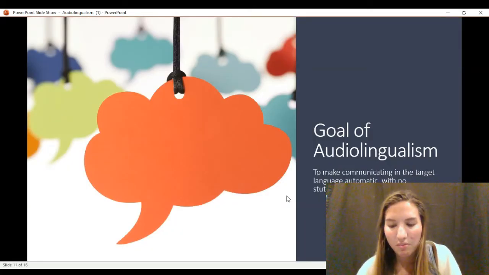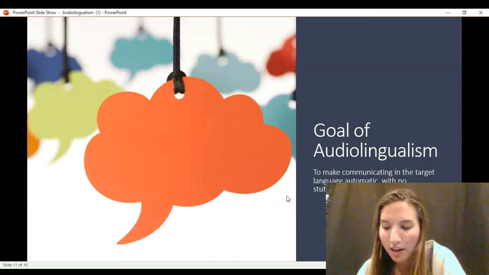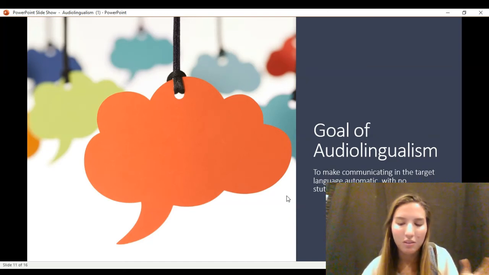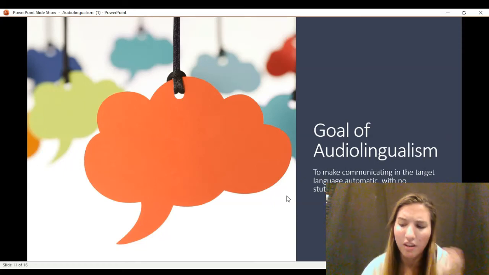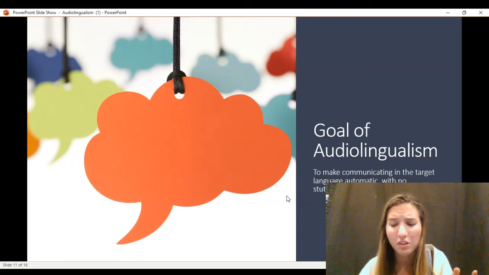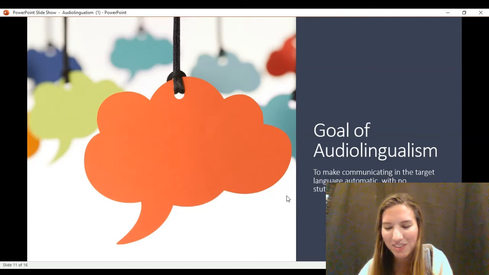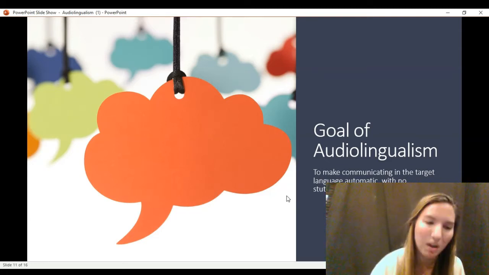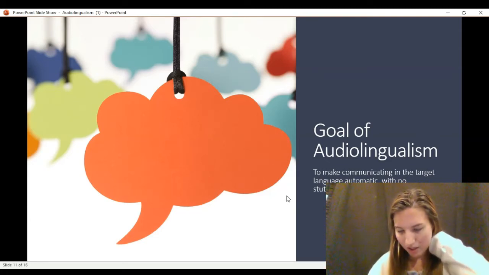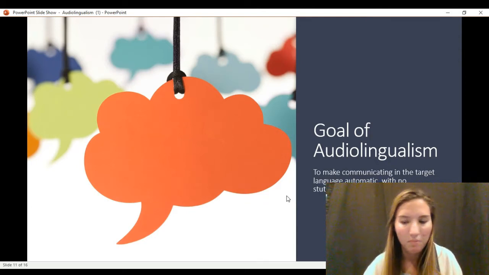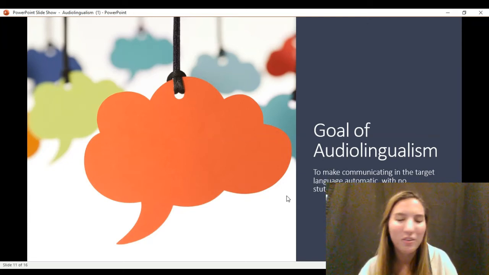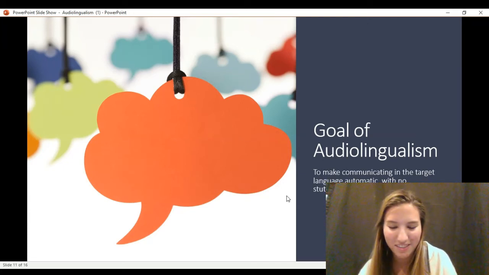The goal of this method is to be able to make communicating in the target language automatic, with no stuttering or pausing to think. This method works well for having automatic responses during certain situations, but outside of those situations, communicating becomes problematic. God did not create humans to have an exact response to a certain stimulus. He created everyone different with the ability to communicate and create never-before-heard sentences.